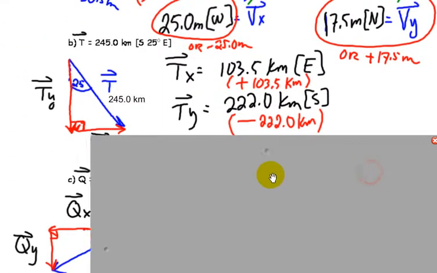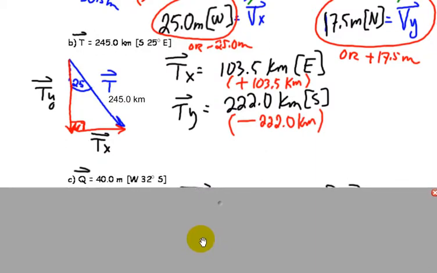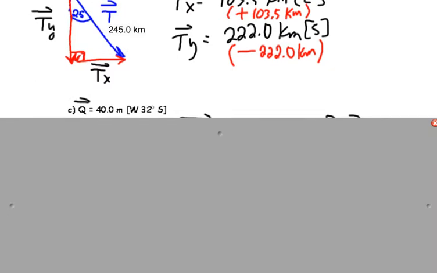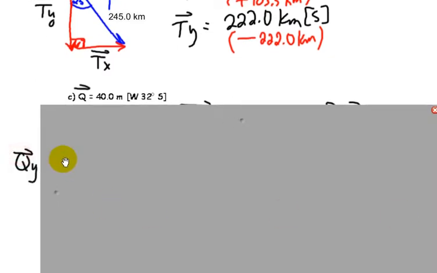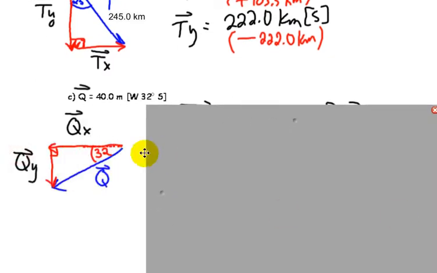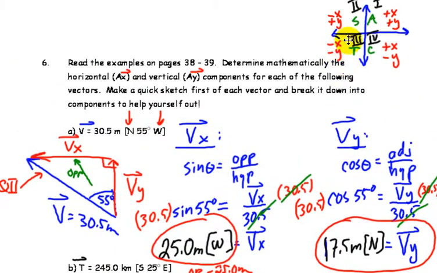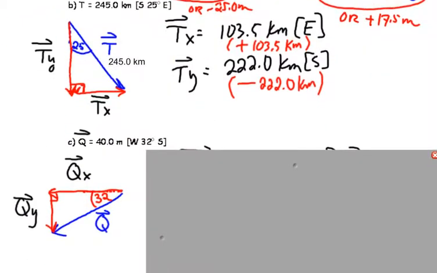The last one here, I'll get you to pause the video again, sketch it out, and then figure out Qx and Qy. If you had time to sketch that, it's west-south, so you can see it's going to be a quadrant 3 vector. It'll have a negative x and a negative y value.